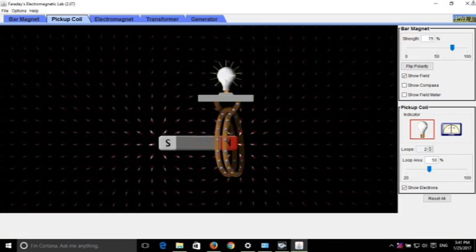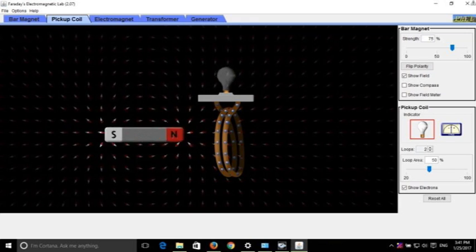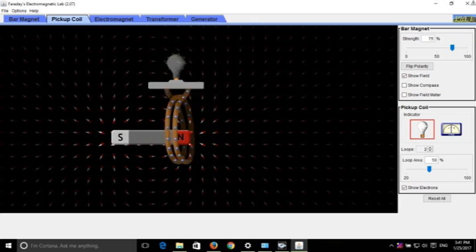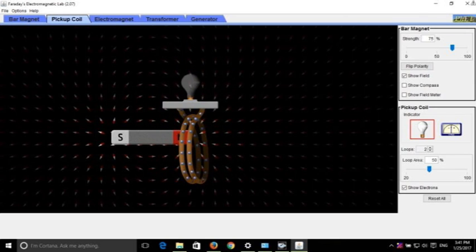So there is a current produced. That current is making the bulb glow. You can see the bulb glowing only when I move the magnet inside the coil. So it's a relative motion. I can even think of moving the coil also, it's only relative motion. What is important here is that the flux should change.